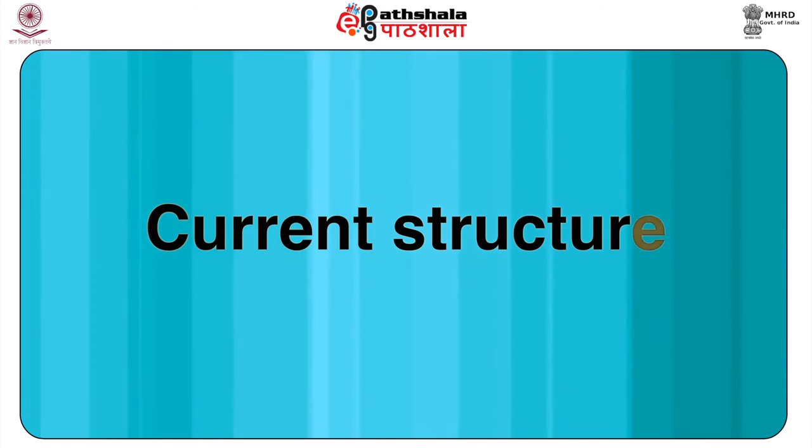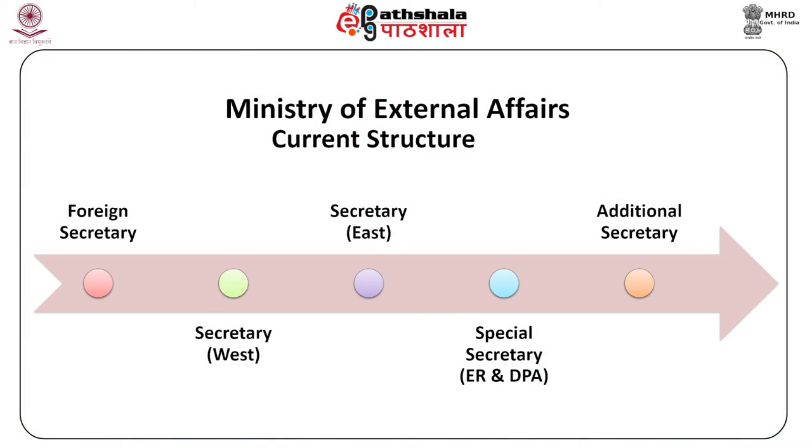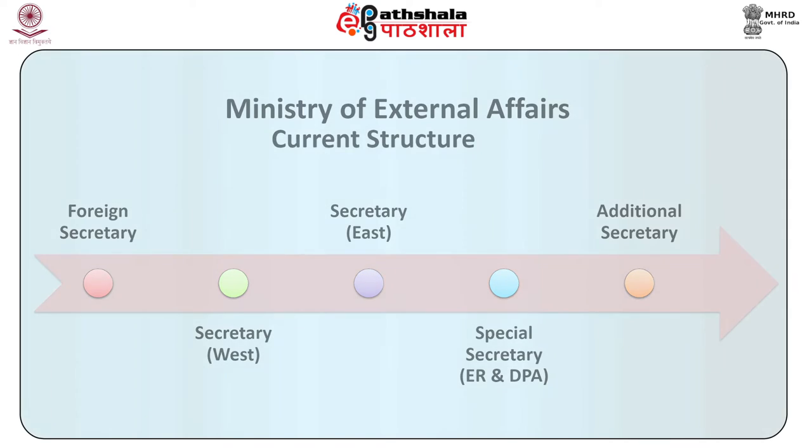A. Current structure. The Foreign Secretary is the senior-most civil servant, who is head of the Department of Foreign Affairs and is supported by other secretary-level officers: Foreign Secretary, Secretary West, Secretary East, Special Secretary, that is ER and DPA, and Additional Secretary.